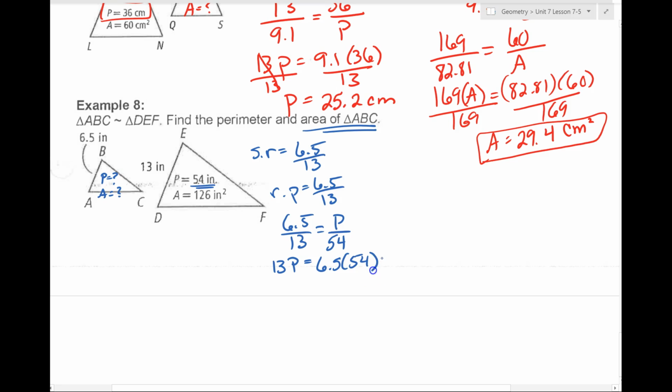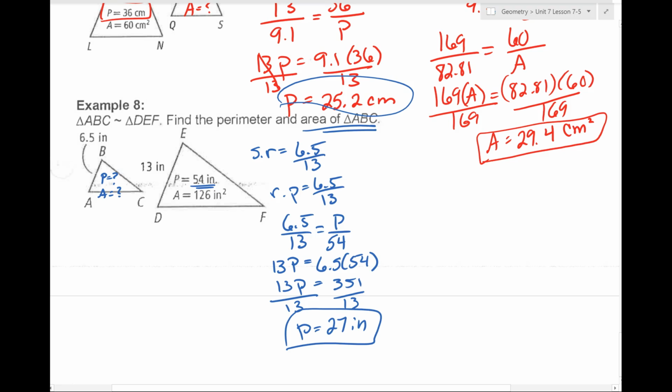6.5 times 54. So we get 6.5 times 54. All right, so I get 13p equals 351. Divide by 13. P is going to be, I think it worked out nicely, 27 inches. Make sure you label or they're considered wrong, my friends, so don't forget to do that.